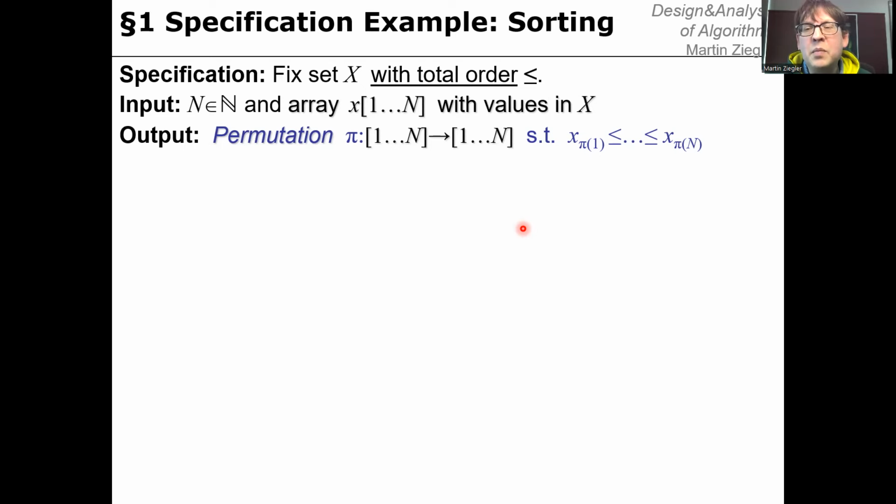Conversely, if the input has no repeated elements, then the permutation which sorts them is unique. But in general, there can be several permutations that sort data if there are repeated elements. So that illustrates the problem specification in the case study of sorting.